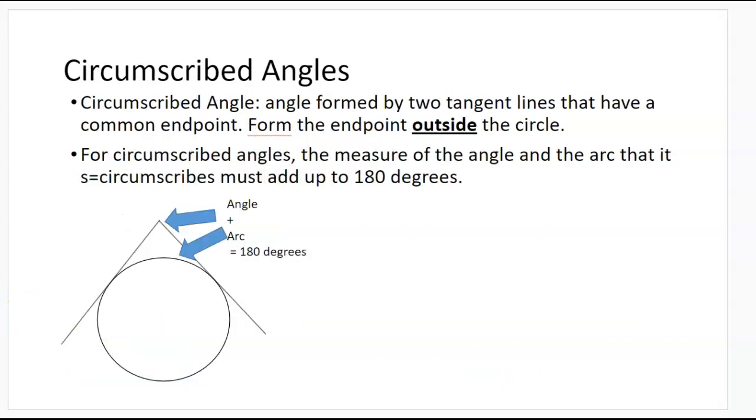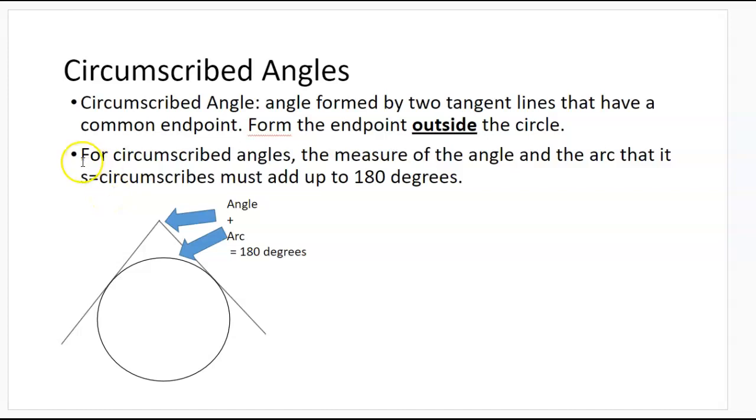And so this is circumscribed angles. A circumscribed angle is an angle formed by two tangent lines that have a common endpoint. And remember, tangent lines only have one single point of connection with the circle, and they form one common endpoint. And they form the endpoint outside of the circle.